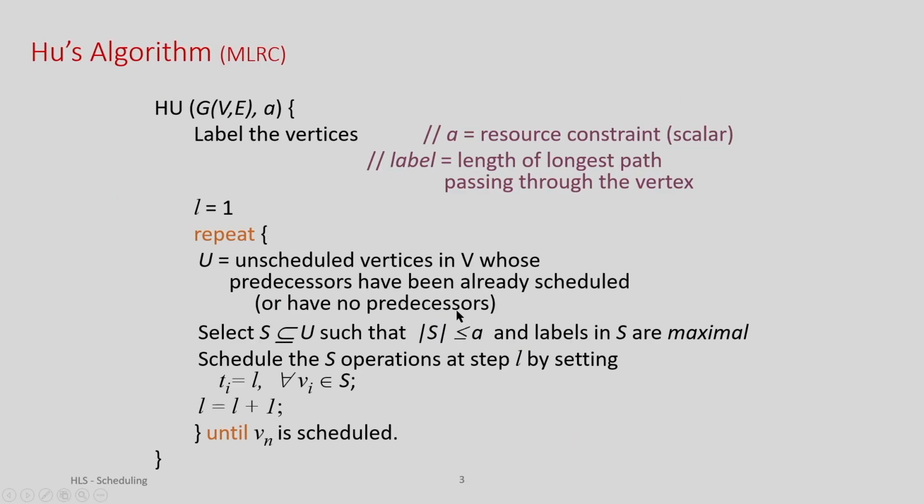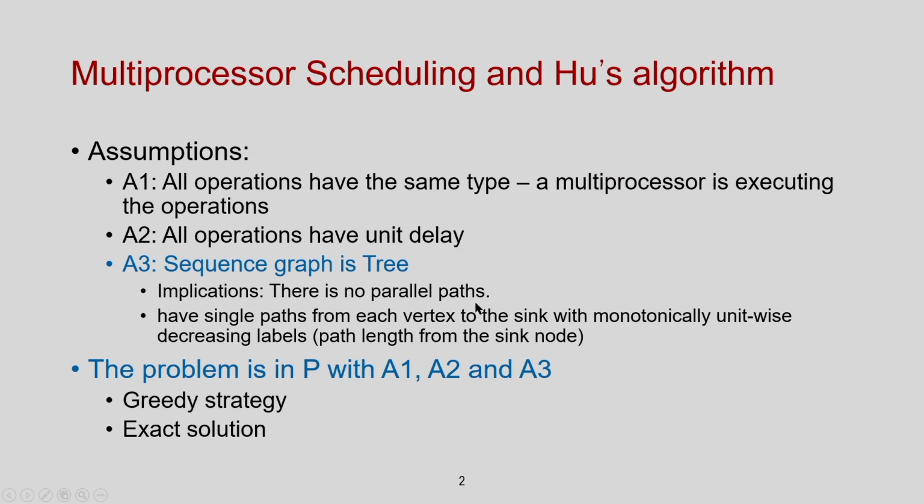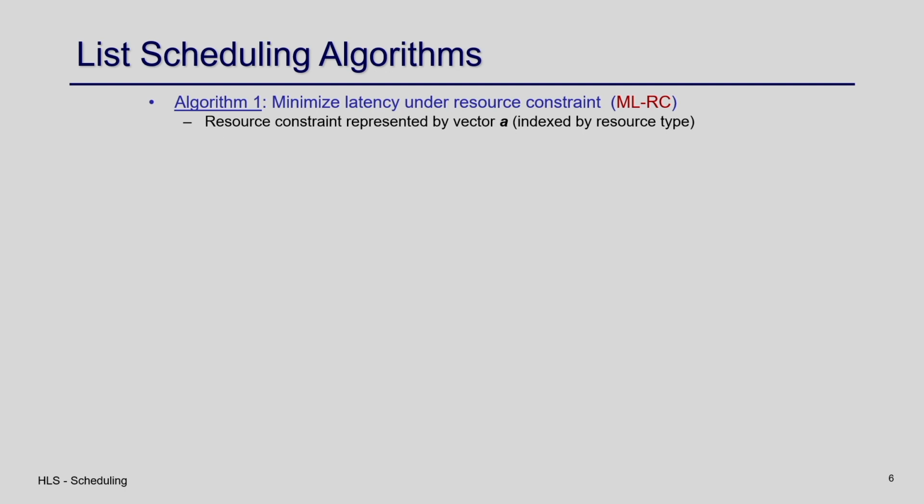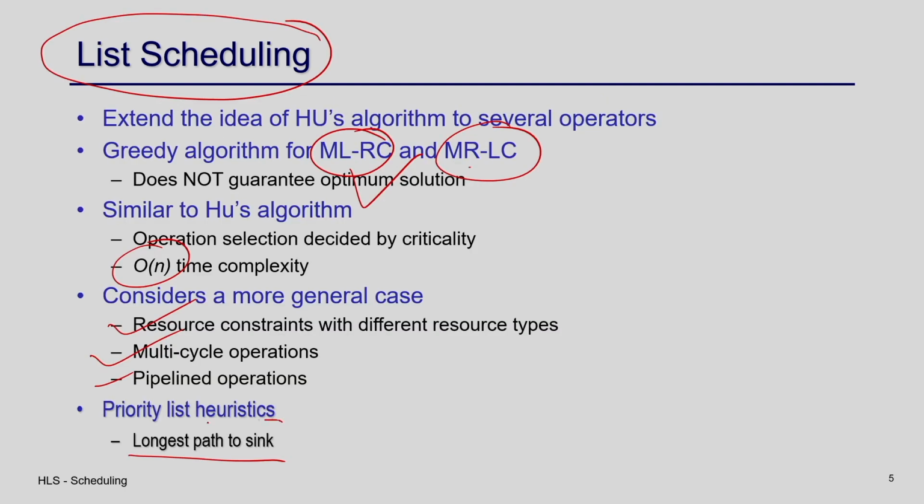So, in Hu's algorithm we have seen that we took a level, which is basically the distance from the sink node, because it has a unique path. Now, you have multiple paths, so I am going to take the path which has the maximum distance. Okay. So, this is what list scheduling considers as the priority, right. I hope you understand that.